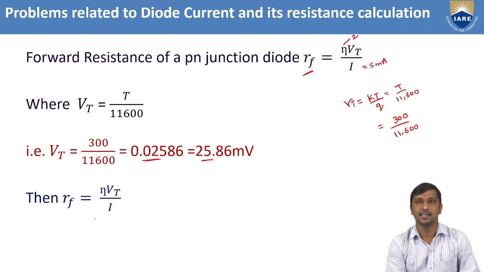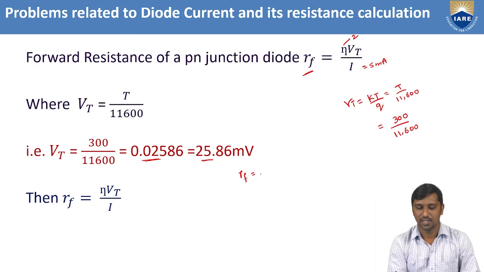Now we need to calculate the resistance for a PN junction diode under the forward bias, and we know the formula for this resistance: RF is represented as eta times Vt by I. Now we need to verify whether all the parameters are there. Eta is a known value, that is 2 for silicon, and Vt we observed is 25.86 millivolts, and they gave 5 milliamps here.